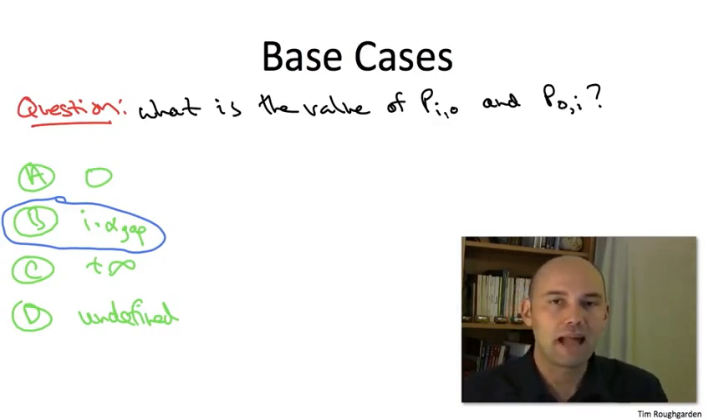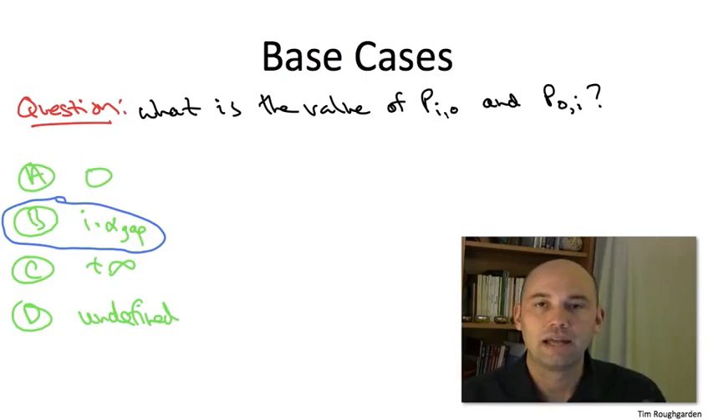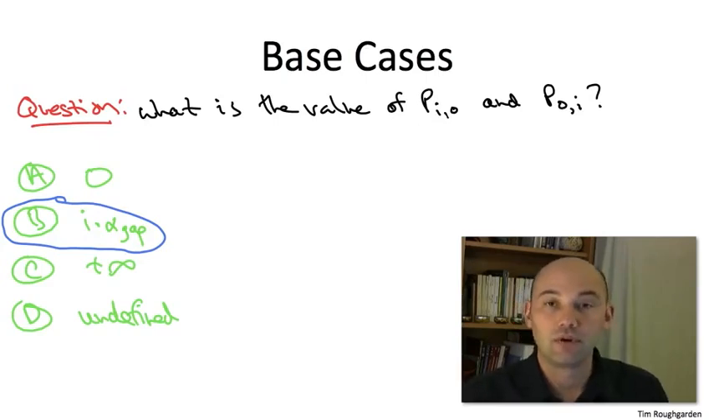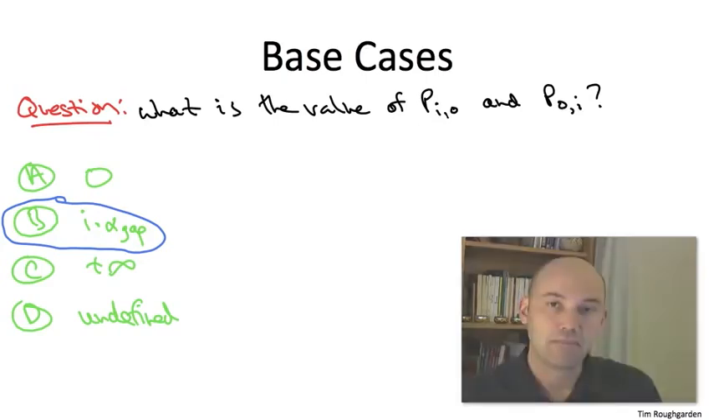Well, the optimal way to match any string to the empty string is you're just going to insert gaps into the empty string to equalize their lengths, and so if your string has length i, you need to insert i gaps. What's the penalty of that alignment? It's just i times the penalty for a single gap, and that's the answer here in B.